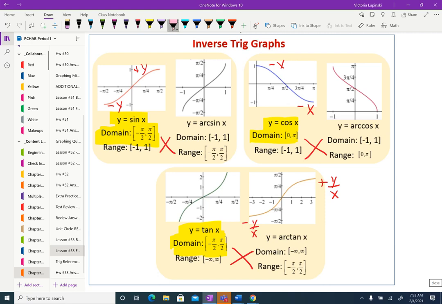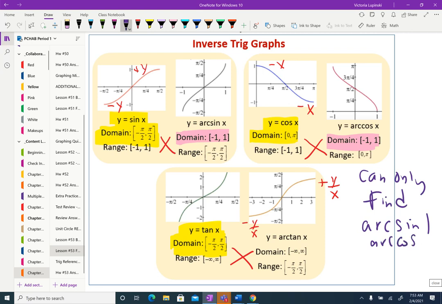Okay, then further, the domain of the arc sine and arc cosine is from -1 to 1. What that actually means is that you can only find an arc sine and arc cosine from -1 to 1. That is what that domain restriction means. You can only calculate problems for an arc sine or an arc cosine between -1 and 1.